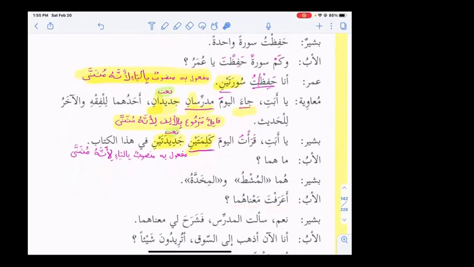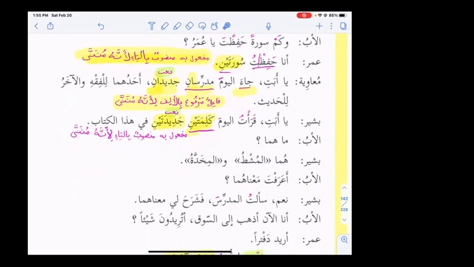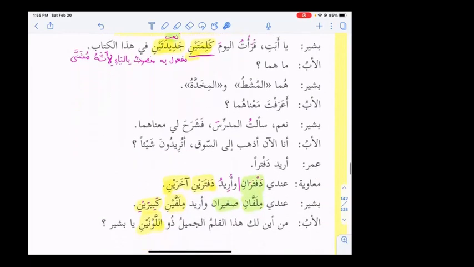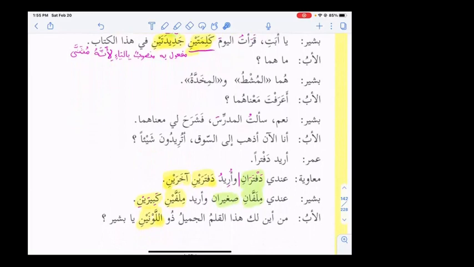Sa'altu al-mudarrisa. See here. Sa'altu al-mudarrisa. Fasharaha li ma'nahuma. So he explained to me the meaning of it. Abu says, "Ana al-ana adhabu ila suq. Turiduna shayyan?" Turiduna shayyan is mafulun bihi. Do you need anything? Shayyan means anything, you know.